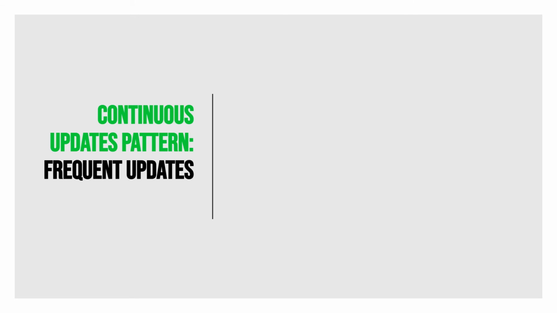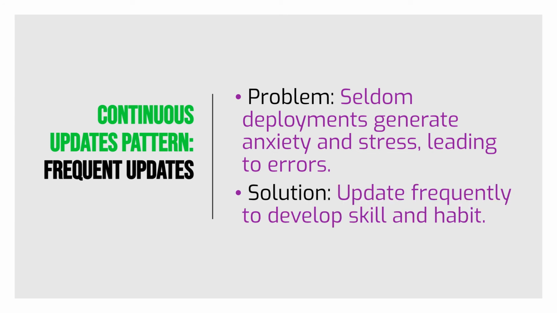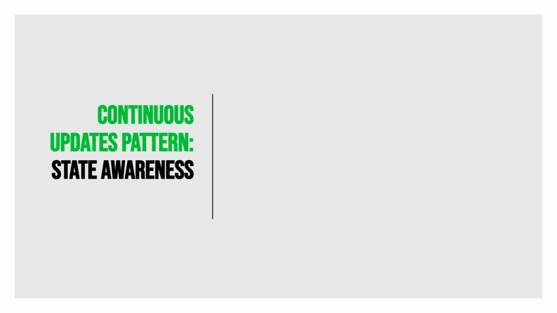So if we need to automate it, we also need frequent updates, right? To make sure that we don't have deployment stress leading to errors. We can be under huge pressure whenever we have a big upgrade for production. So the solution here is to update frequently, to develop skills and habits, to make sure that we know how to handle errors on production or just issues during the upgrade. So yes, practice makes perfect.